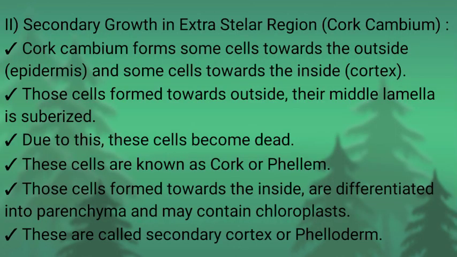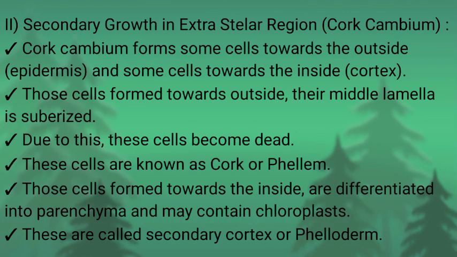Secondary growth in the extrastellar region by cork cambium. Cork cambium forms some cells towards the outside, towards the epidermis, and some cells towards the inside, or towards the cortex. Those cells formed towards the outside have their middle lamella suberized. Suberized in the sense impervious to water, impermeable to water. Due to this, these cells become dead. These cells are known as cork or phellum.